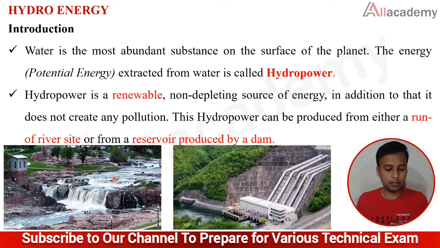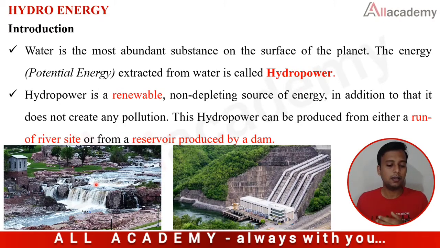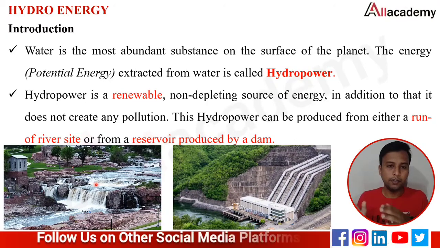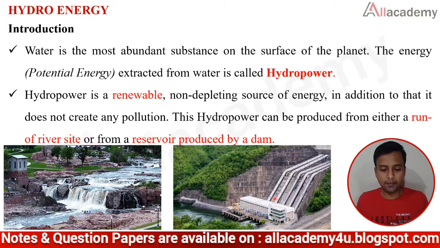So here you can see this. This is the first one, run of river, where the flowing water is not at a certain height, and it will be continuously flowing. Here you can see this figure. There the powerhouse is there, and from this the electricity is generated. And this is a reservoir produced by a dam.